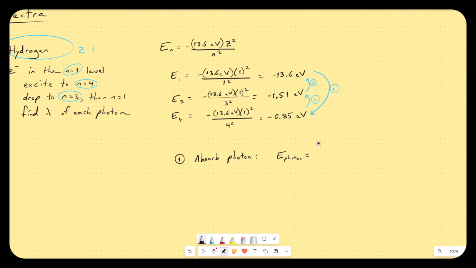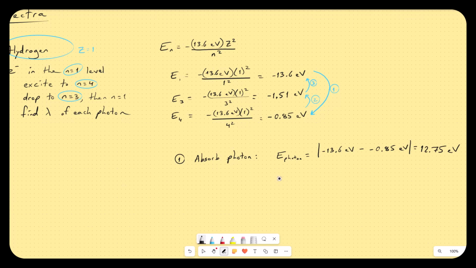So I'm going to get a negative 13.6 eV minus a negative 0.85 eV equals 12.75 eV, because I stuck it in absolute values.